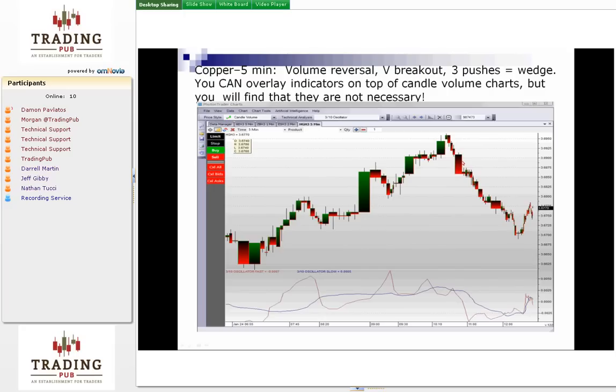As an aside, just for kicks, I plotted an oscillator on this. You could use a stochastic or a moving average oscillator, and you will see oscillators just show us what is there in the bar charts only.